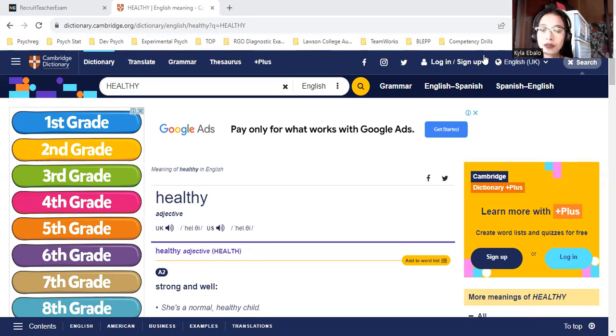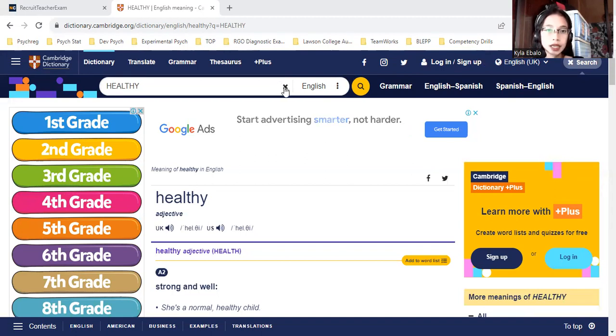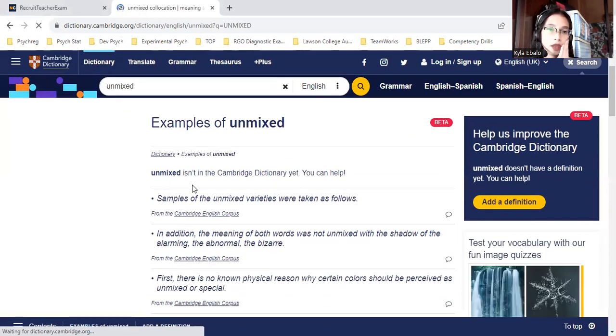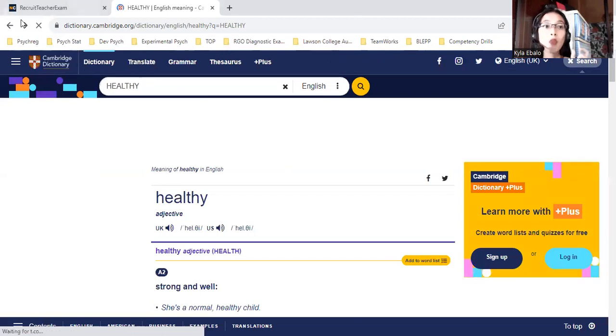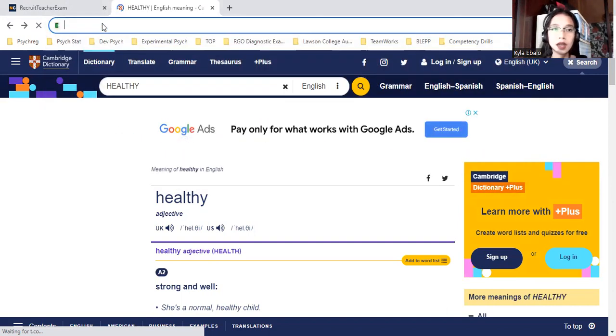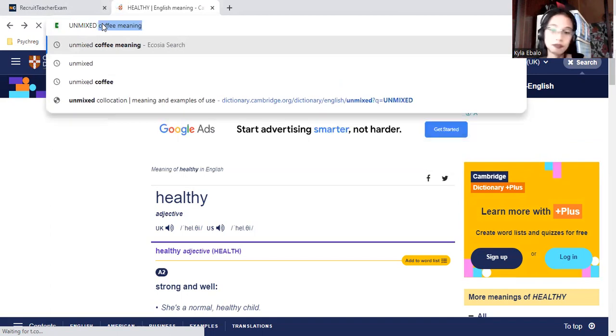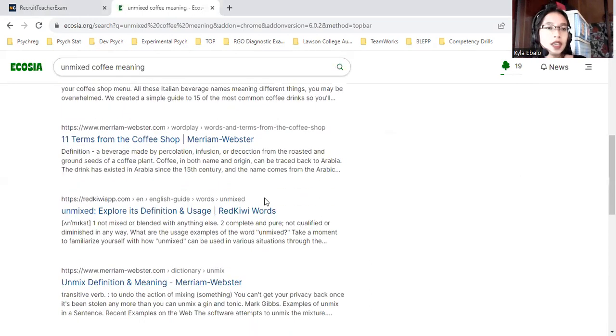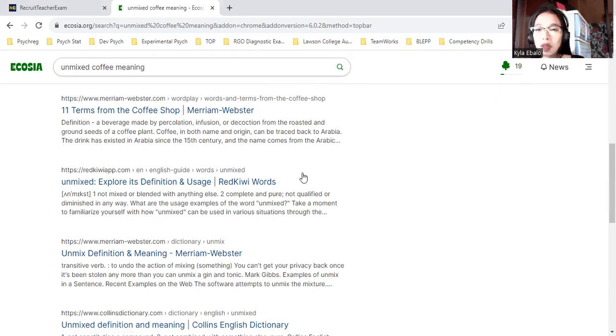Okay. So for the last word, unmixed, let us type the word unmixed. It is not in Cambridge Dictionary yet, but it is one word for the phrase not mixed, okay? Let's see what an unmixed coffee means. All right, so it says here that unmixed coffee is without sugar and milk. So if your father or your parent is drinking unmixed coffee, that's without sugar or milk.